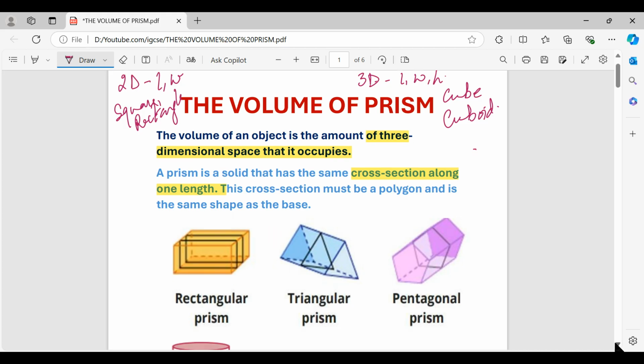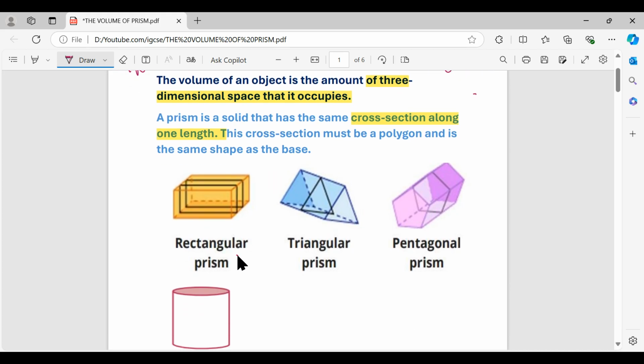So here you can see that there is a rectangular prism, a triangular prism, a pentagonal prism. So why do we call them so? A rectangular, a triangular, or a pentagonal. We can also name them as hexagonal, a right triangle, a square-based prism. So it all depends on the shape of the cross section.